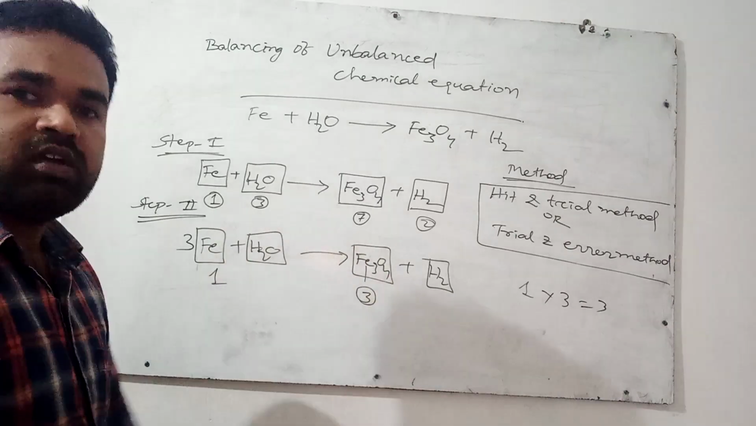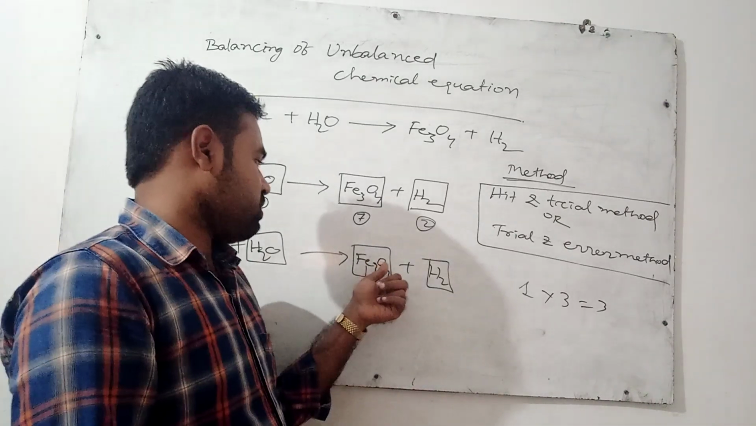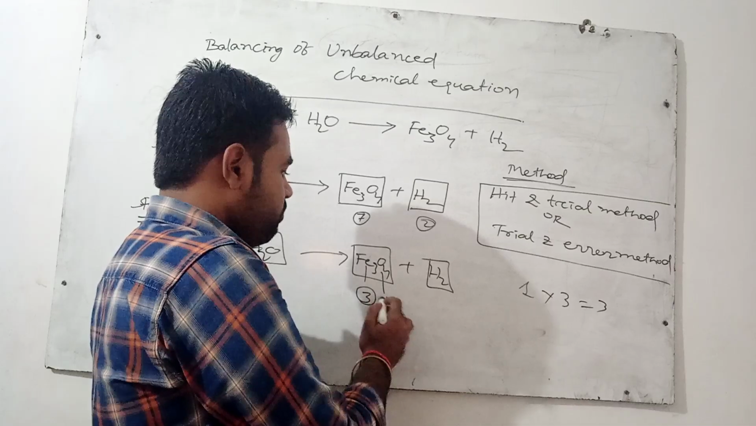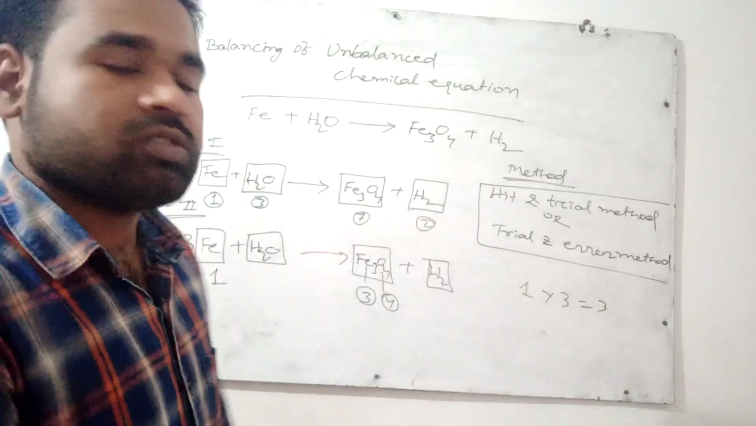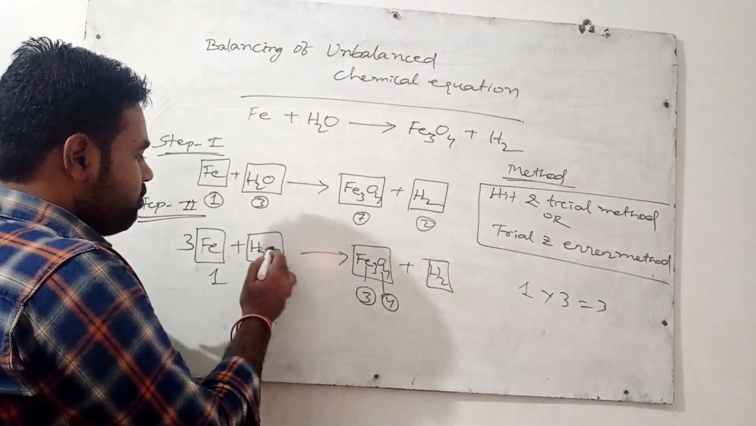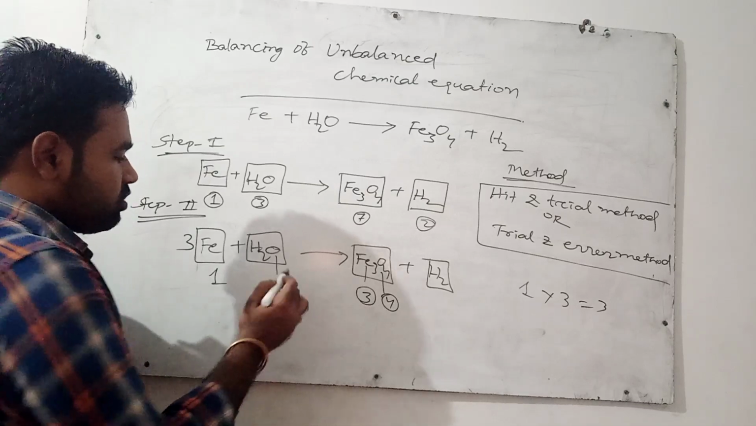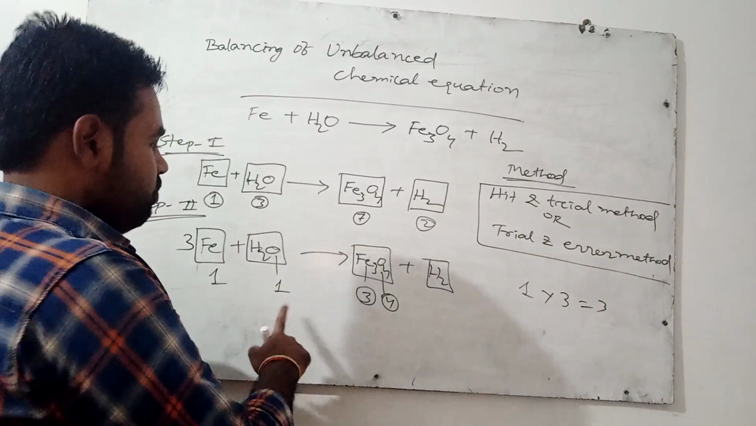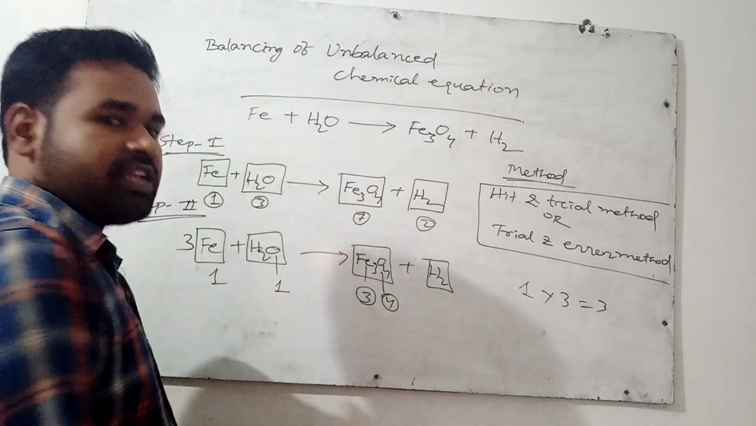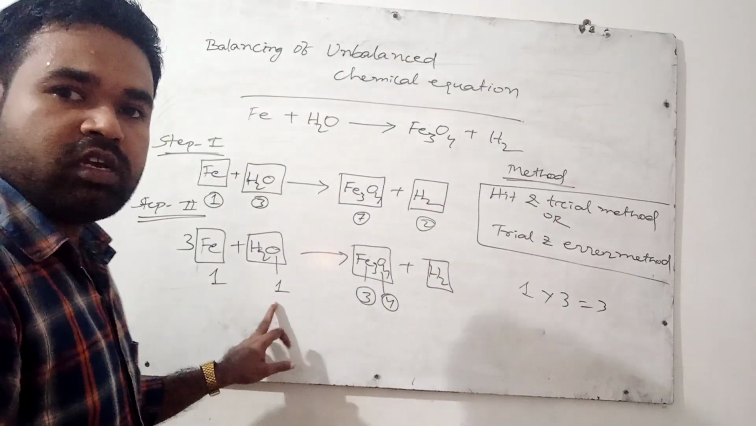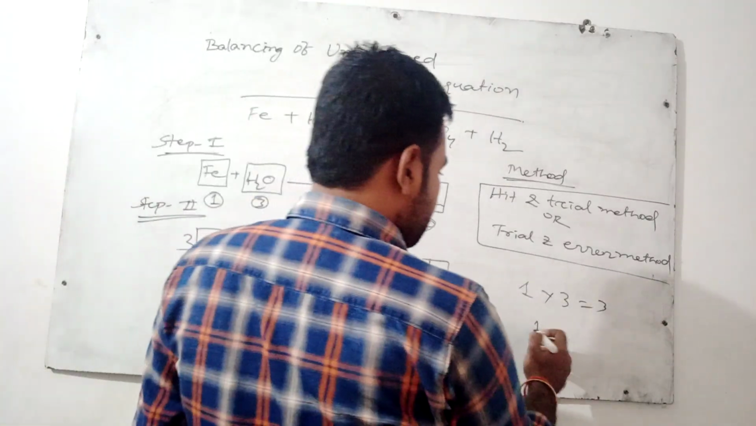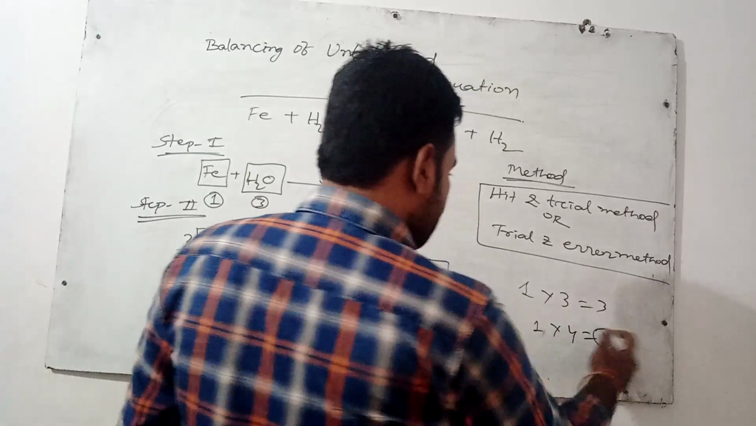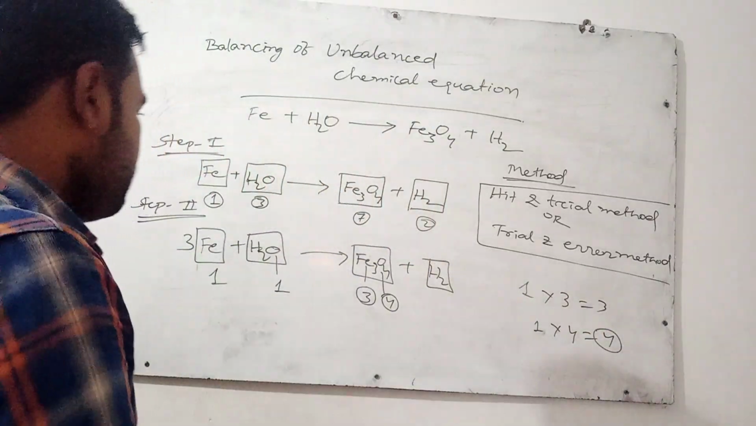Fe atoms got balanced. Now come to the oxygen atoms. How many oxygen atoms are there? 4 oxygen atoms are there. Look at this. How many oxygen atoms are there here? 1 oxygen atom. Again to balance, we have to make this side also 4. So 1 multiplied by 4 will also become 4. So what do we put here?